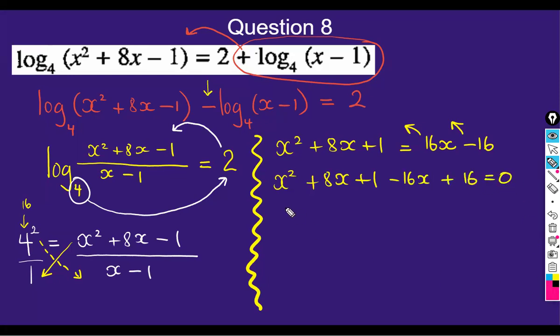And we do our best to simplify it, right? x squared, 8x minus 16x is minus 8x, 1 plus 16. Is this correct, guys? I made some mistakes earlier. Is that looking correct? Hope it's correct.